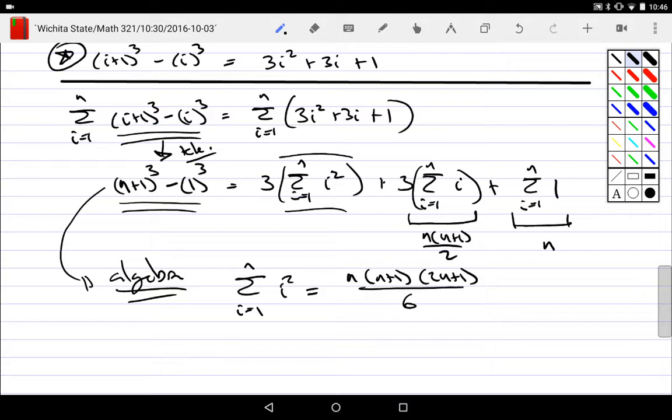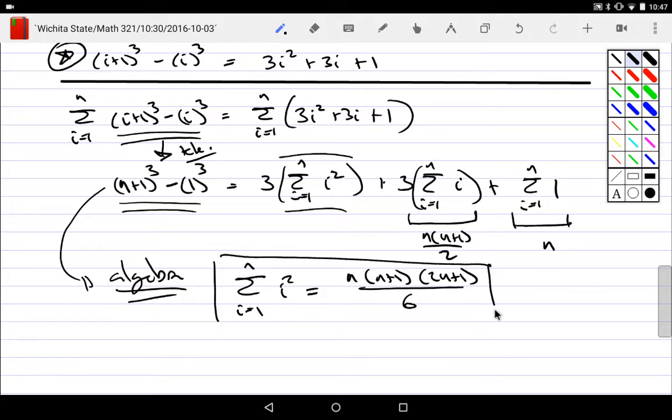There's actually a geometric proof for this one as well, which is kind of interesting. You could look it up. Look for geometric proof online for the sum of i squared. But we can do algebra.